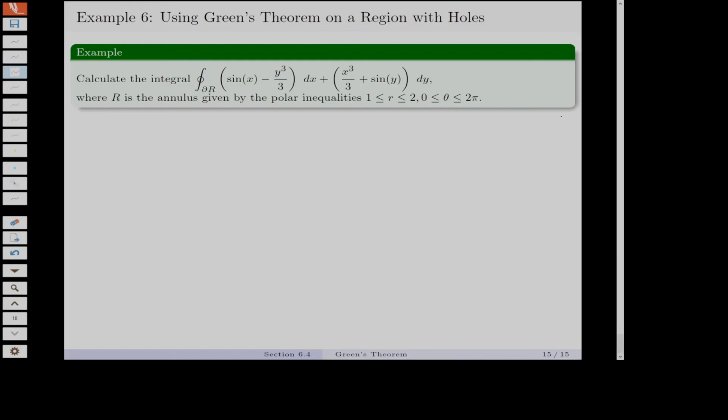Let's suppose I want to calculate a line integral over a region that's not simply connected, and I want to use Green's theorem. So let's go ahead and take a look. Calculate this terrible integral where my region R is given by this annulus. An annulus is a disk with the center punched out. It's like a 2-dimensional donut.